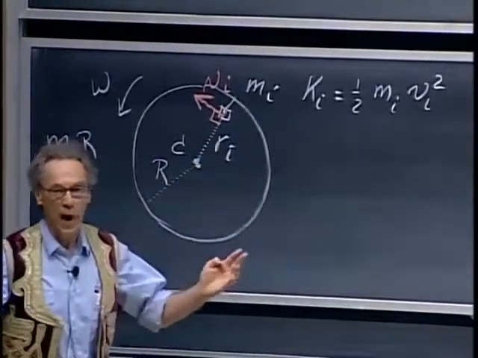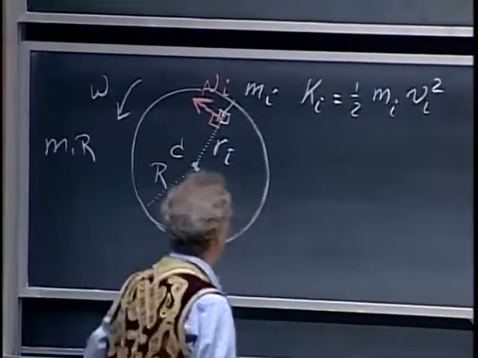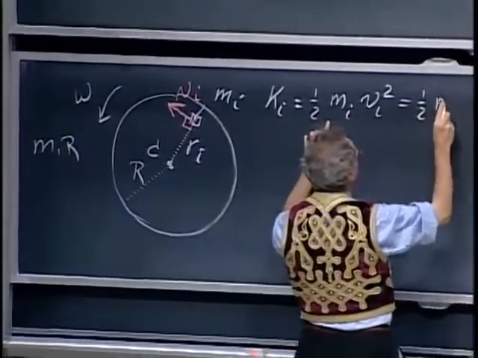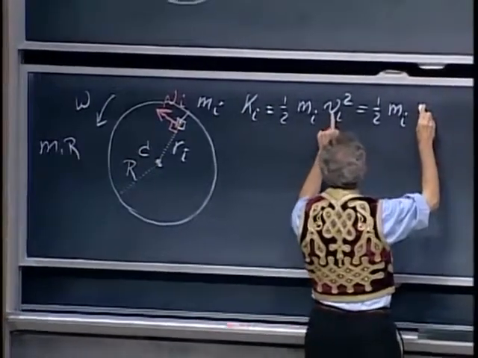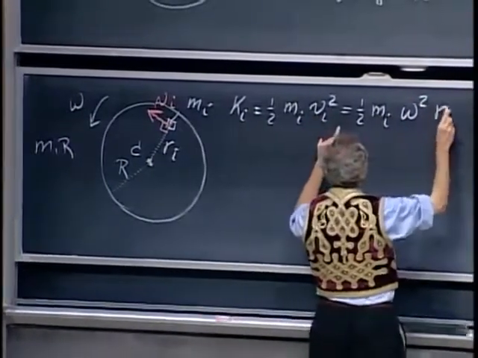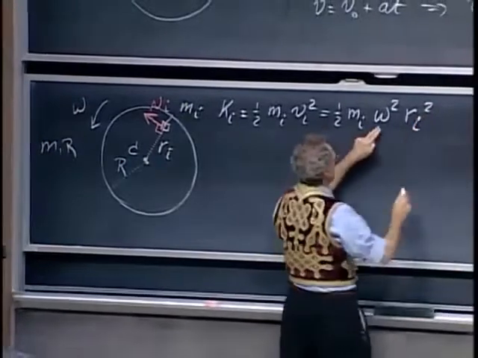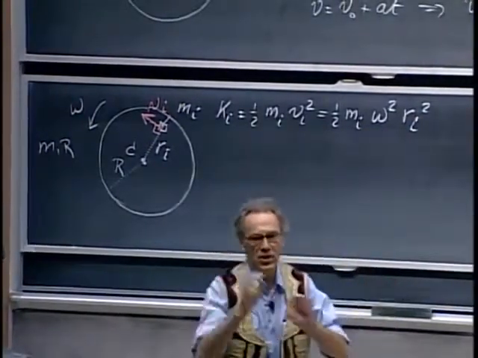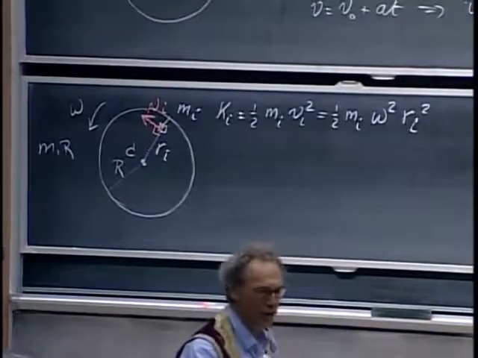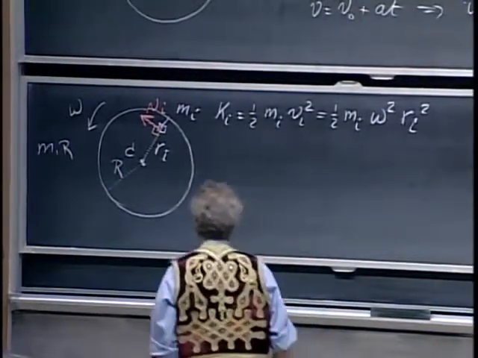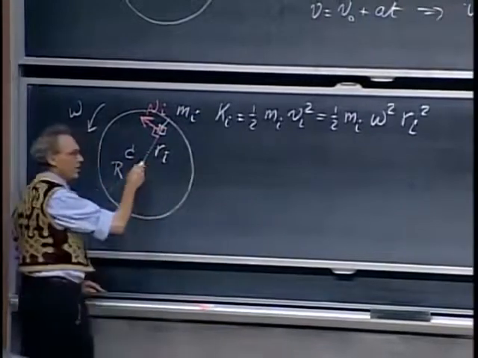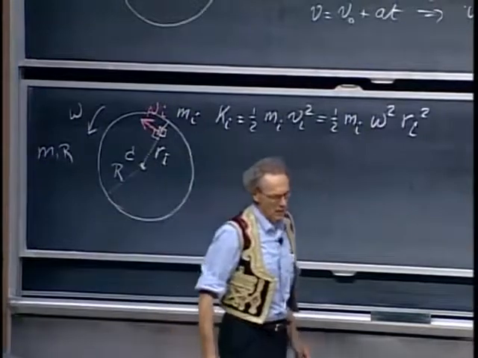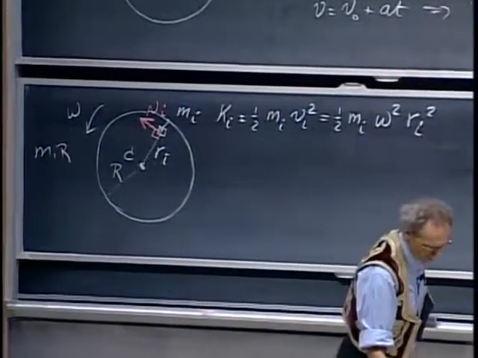Now v equals omega r, that always holds for these rotating objects, and so I prefer to write this as 1/2 m_i omega squared r_i squared. The nice thing about writing it this way is that omega, the angular velocity, is the same for all points of the disk, whereas the velocity is not. Because the velocity of a point very close to the center is very low. The velocity here is very high. And so by going to omega, we don't have that problem anymore.